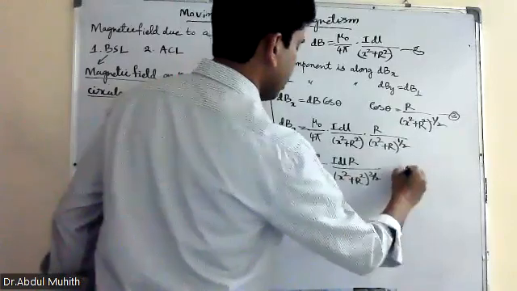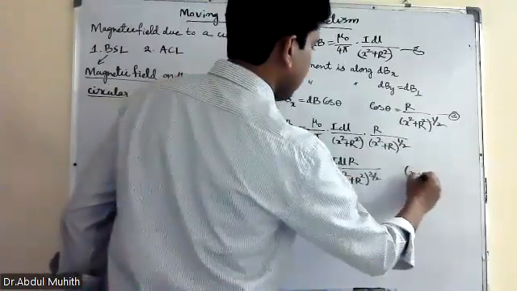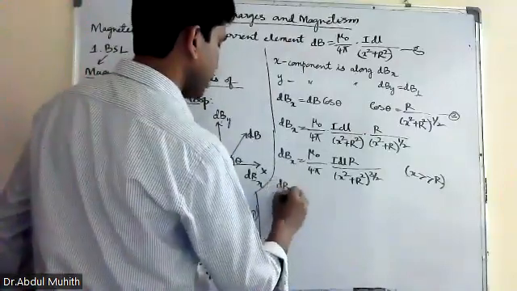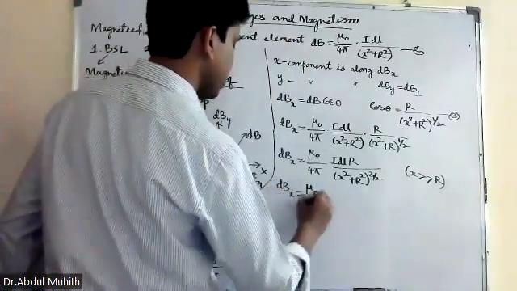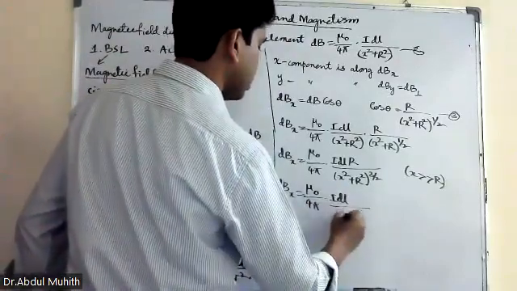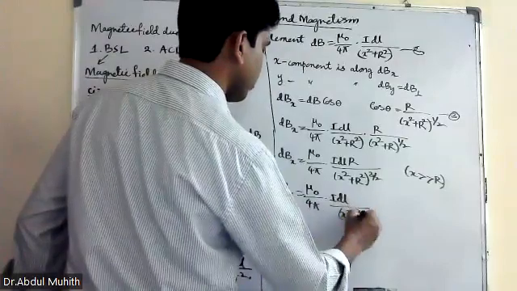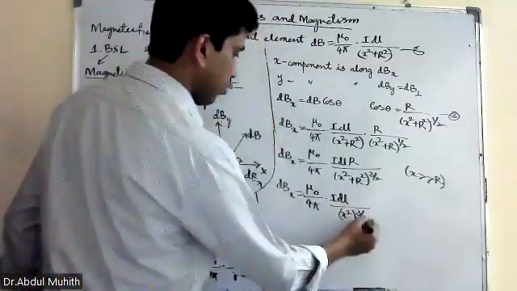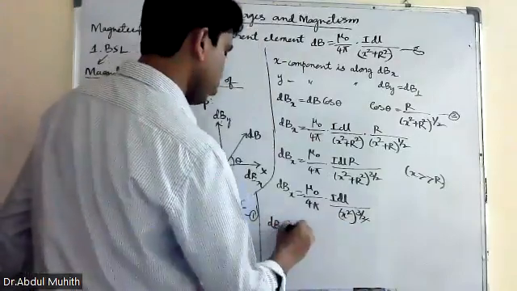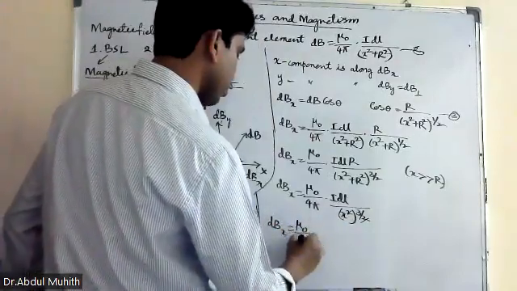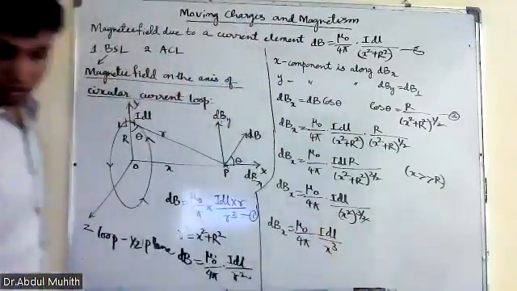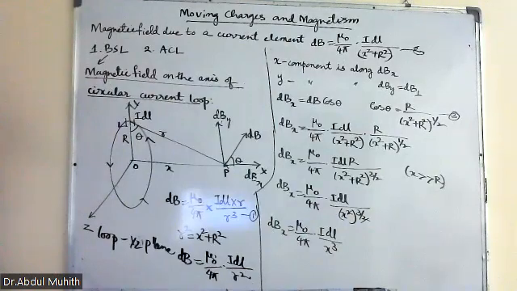Now we know that x is much greater than r. So what will happen now? dBx is equal to what? μ0 by 4π into I into dl divided by x² whole to the power of 3 by 2. So this and this will go away. We are remaining with dBx is equal to μ0 by 4π into I into dl divided by x³.